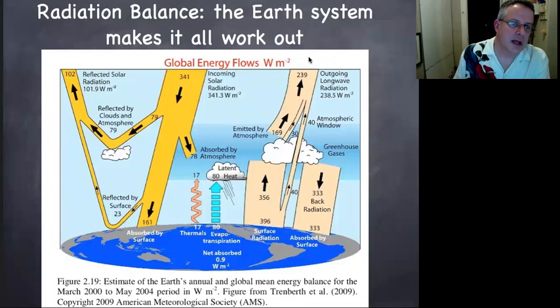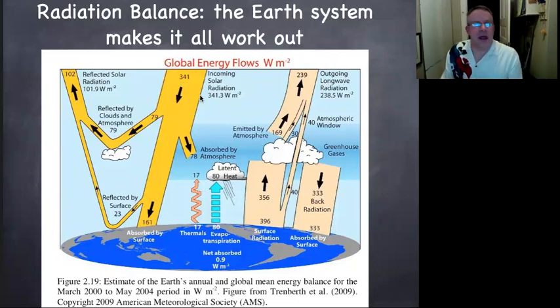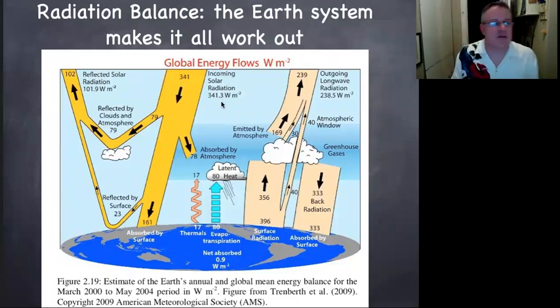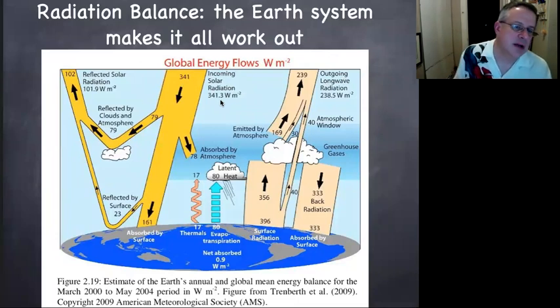So let's see what's going on at the top of the atmosphere up here. Here's the incoming solar radiation. And this is 341 watts per meter squared, and it's watts per meter squared of the surface of the Earth, the surface of the top of the atmosphere, exactly. That's what the meter squared is. So that's how much energy is coming in.